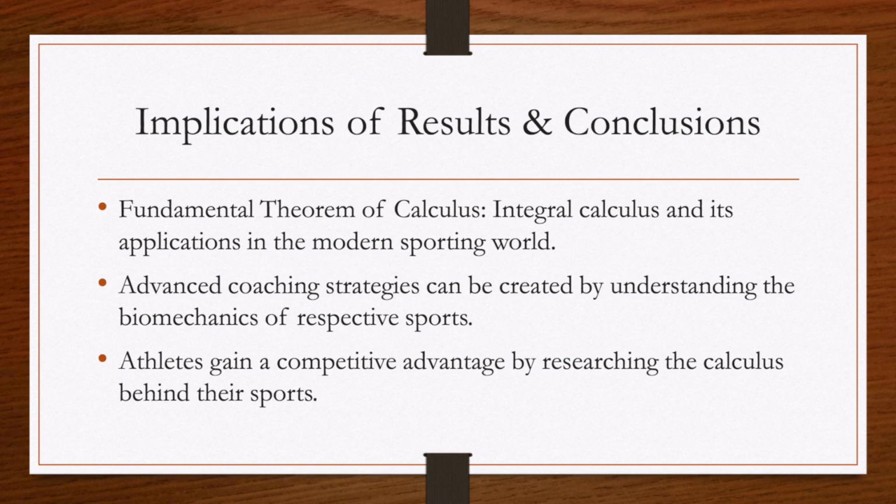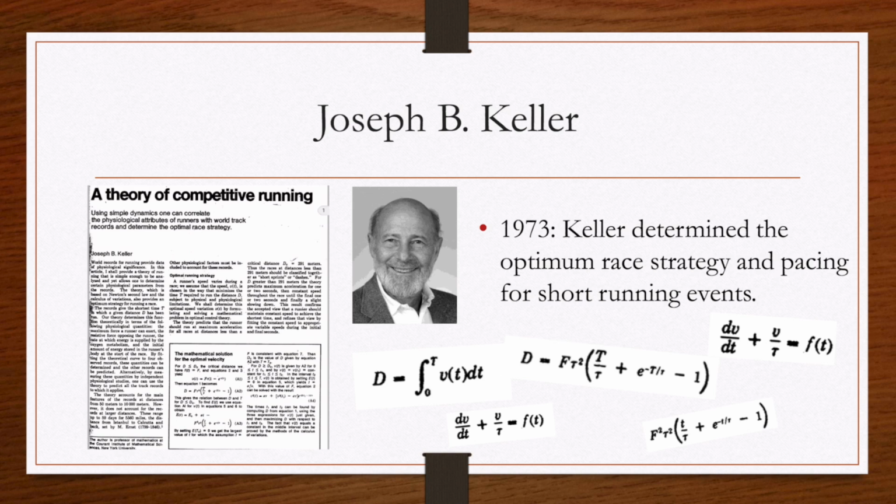Although often overlooked, mathematics plays a very important role in sports. Whether it be a coach's formula for drafting players, discussing players' statistics, or like our example of the Olympic swimmer, using the fundamental theorem of calculus and integral calculus to predict race outcomes, or in researching biomechanical aspects of sport to enhance athlete performance. In 1973, mathematician Joseph Keller used simple dynamics and integral calculus to determine the optimum race strategy and pacing for short running events like the 200 metre and 400 metre sprint.